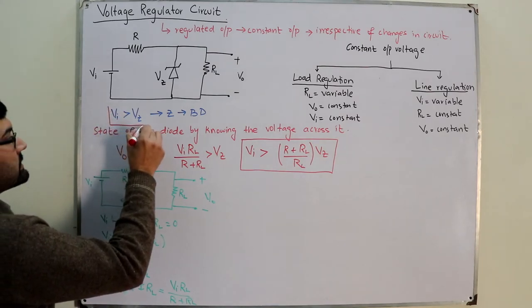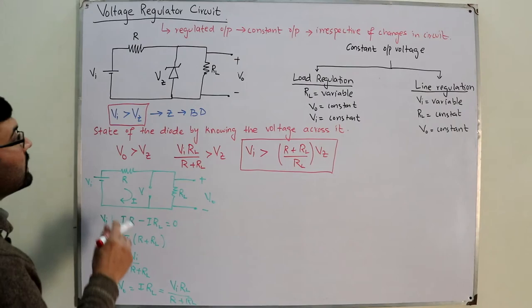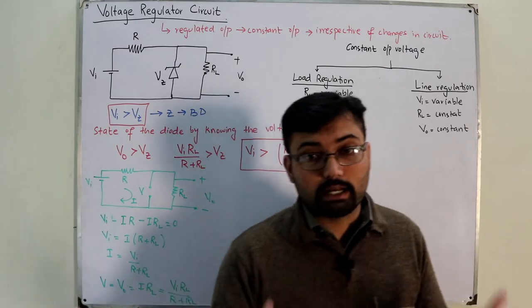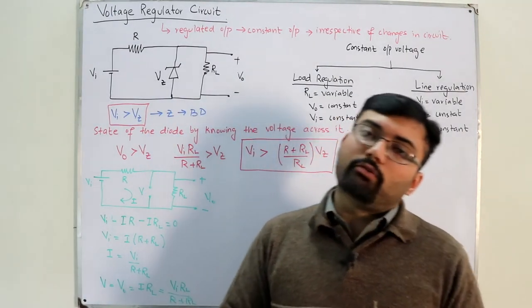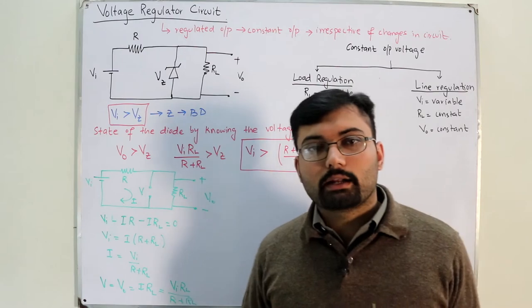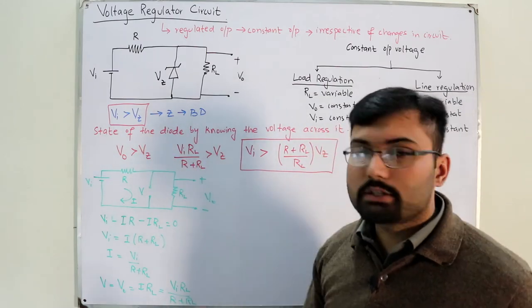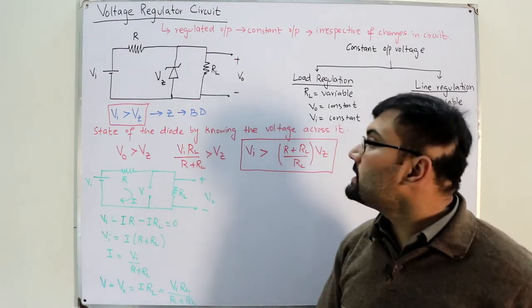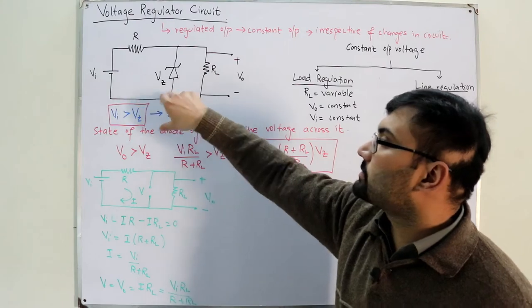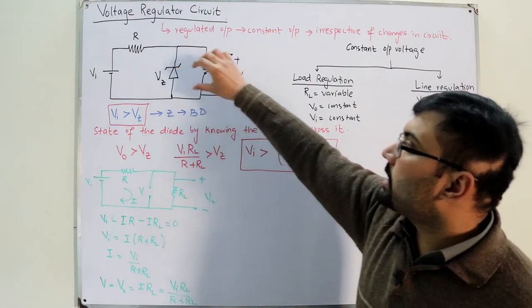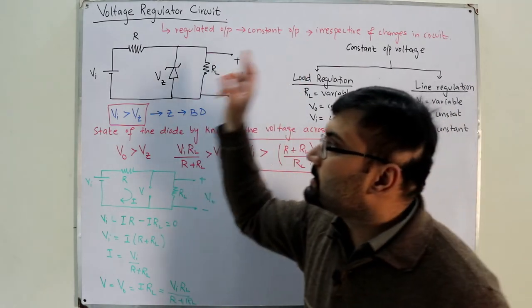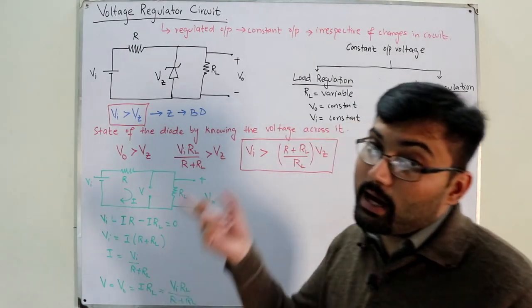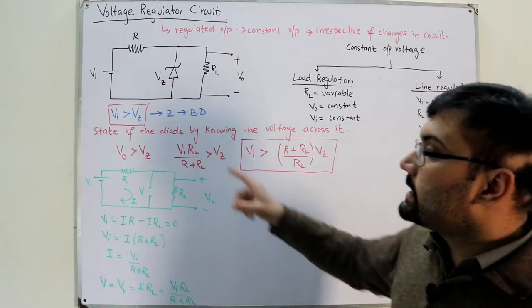Now, why did I write this and why did I say this in the previous video? Mostly it is written in the books. This is correct. But why did I say this was wrong? And for the wrong, I also presented a reason. I told you that the input voltage should be greater than the voltage across the Zener diode, VZ. But VZ was not directly present over here. The voltage across the Zener diode was the output voltage, not the input voltage. So I presented my reason. But now I will prove that this is also right and this is also right.